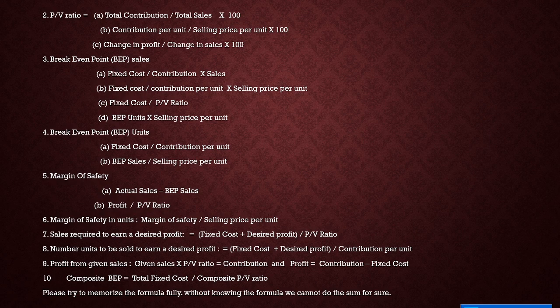For example, for margin of safety also, there are 2 formulas. Either you are going to use the first formula or the second formula. That purely depends upon the data that is available in the question. If you are given 2 values, that is actual sales and BEP sales, you can use the first formula for margin of safety. And if you are not given the actual sales and BEP sales, you have to use the next formula, profit by PV ratio. So only when you know all the formulas, you can analyze which one is apt to be used in this particular sum. Okay, we'll go to the next slide now.